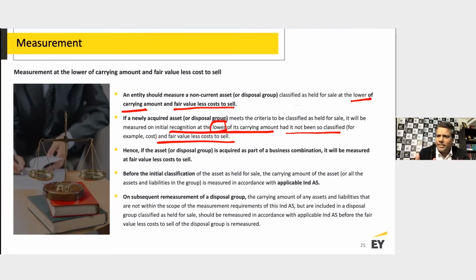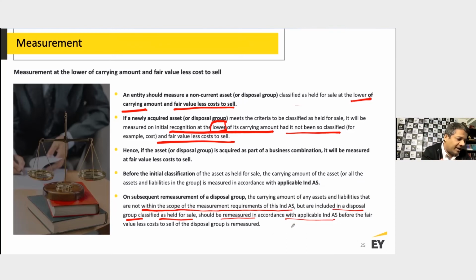Now we're talking about the subsequent remeasurement. If there's a continuous decline in the value, then you will continue to record it at the lower of carrying value or fair value less cost to sell. If there's a further decline, you're going to record that further unrealized loss through the P&L. So that's the important thing. The carrying amount of any asset or liabilities that are not within the scope of the measurement requirement of this Ind AS but are included in a disposal group classified as held for sale should be remeasured in accordance with the applicable Ind AS.